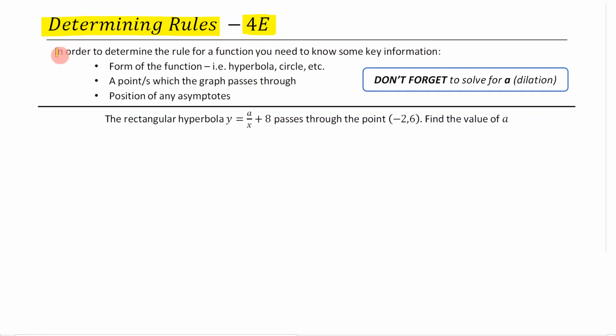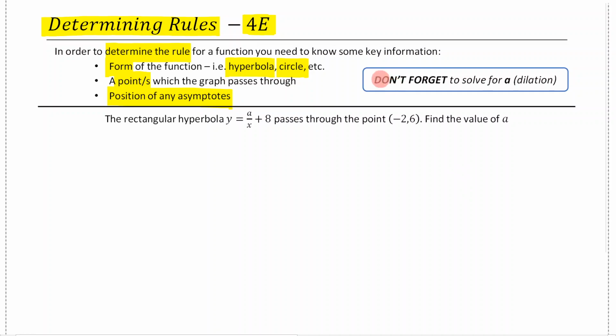Let's read this part. In order to determine the rule for a function, you need some key information. The form of the function. So i.e., are you dealing with a hyperbola? Are you dealing with a circle? Are you dealing with a truncus? Are you dealing with a square root graph? All those different types of graphs, you need to know what are you dealing with. Next, a point or points which the graph passes through. So are you told any points that it goes through? And then lastly, if the graph does have asymptotes, where are those asymptotes occurring?